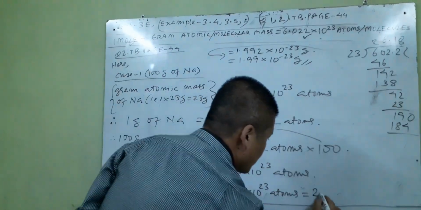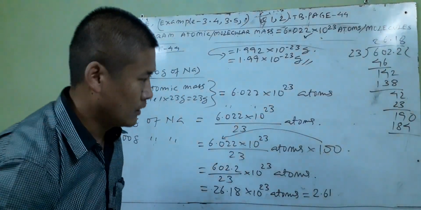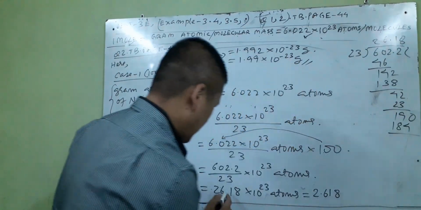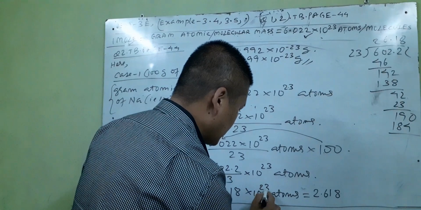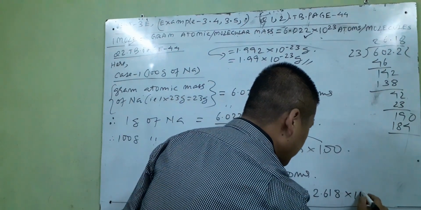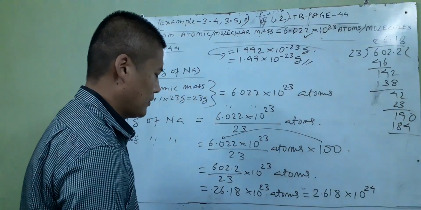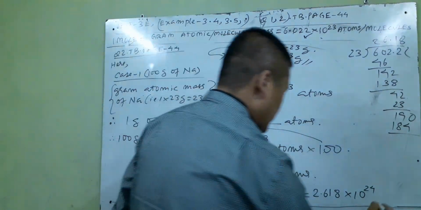Then 2.61, okay, 2.618 into 10. Then only you can bring it there. So into 10 means it will go here. And then I showed you in the previous sum, right? So 1 plus 23 is, it will increase to 24, right? So 24, this many atoms.